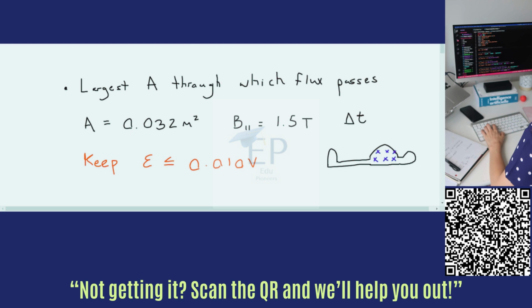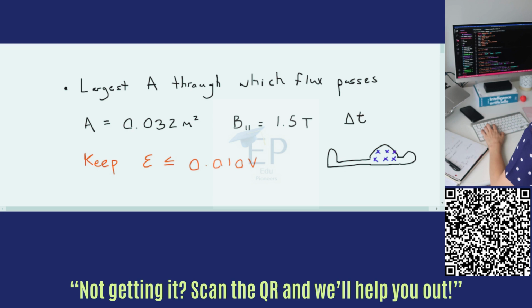And what we want to try to do is mitigate this induced EMF to prevent currents from flowing in the patient's body. So what we're going to do is try to figure out what time period we'll need to bring down our magnetic field in order to keep our induced EMF in the patient's body at or below 0.010 volts.